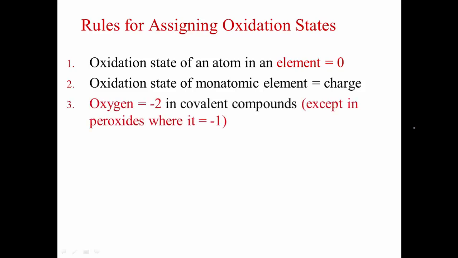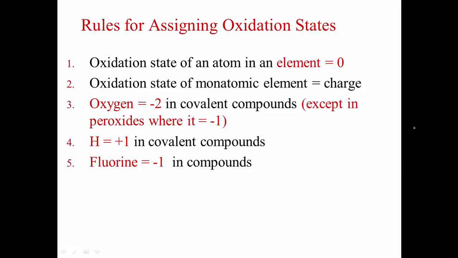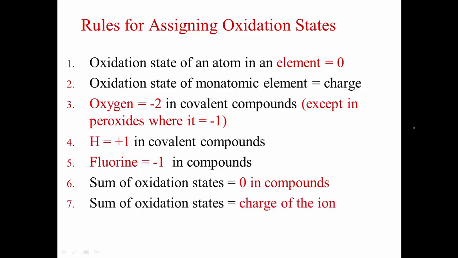Oxygen is always a -2 in covalent compounds, except in peroxides where it's a -1. So you have to pay attention. If you think you have a peroxide, double check, and you would have a -1. Hydrogen peroxide is the most common, H2O2, that you will get that -1 charge. Hydrogen is a +1 in covalent compounds. Fluorine, your most electronegative element, is a -1 in your compounds, all of them. Your oxidation states in a neutral compound is 0, the sum of them, and the sum of the oxidation states in an ion is the charge of the ion. So you absolutely need to be able to find oxidation states.